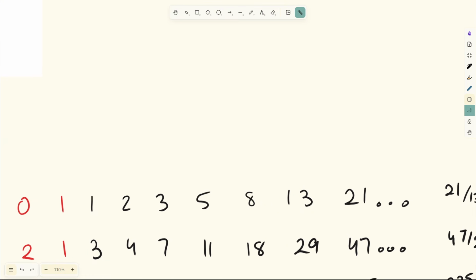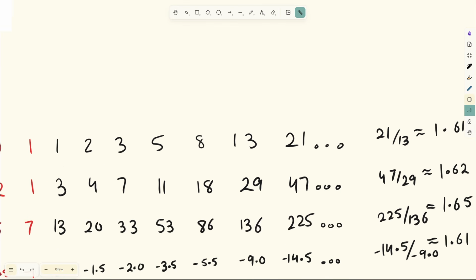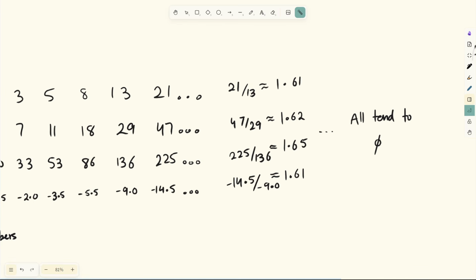But it turns out that not only the Fibonacci numbers that start with 0, 1, or the Lucas numbers that start with 2, 1, but really almost any two numbers that you give it as seeds, including real numbers that are not just integers, the sequence for almost all seeds happens to get this ratio that tends to the golden ratio as you push the numbers higher up the sequence.